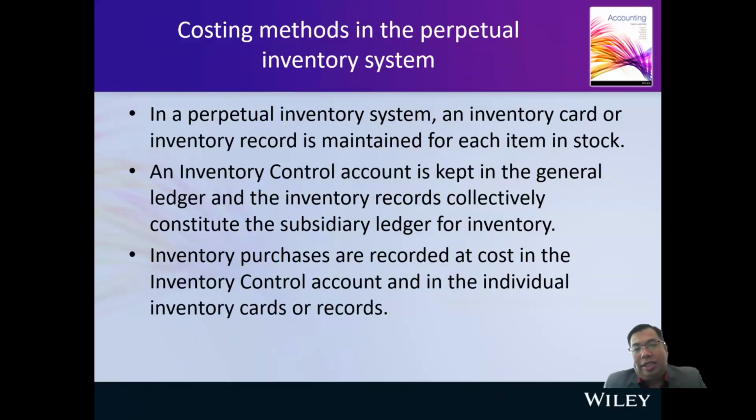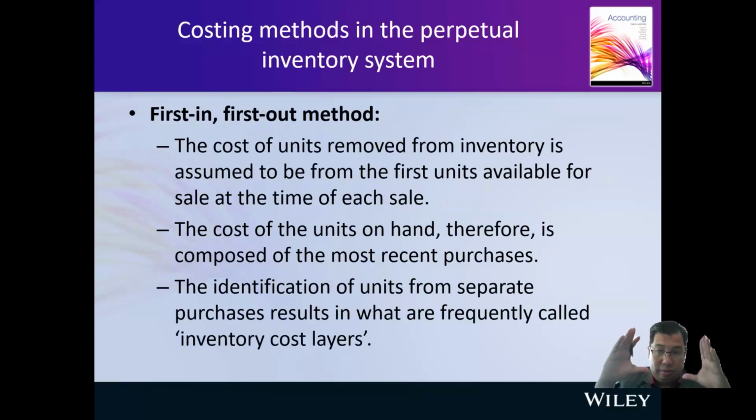In a perpetual inventory system, an inventory card or inventory record is maintained for each item in stock. An inventory control account is kept in the general ledger, and the inventory records collectively constitute the subsidiary ledger for inventory. So they will keep a record for every inventory item. Previously they used cards, now we don't use cards, everything is digital. Inventory purchases are recorded at cost in the inventory control account and in the individual inventory cards or records. So we have the main one, the master, and also each individual inventory record.